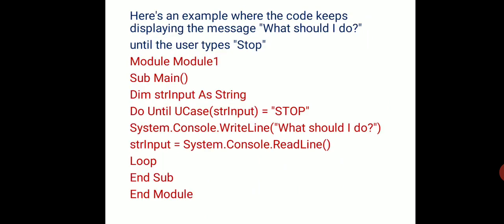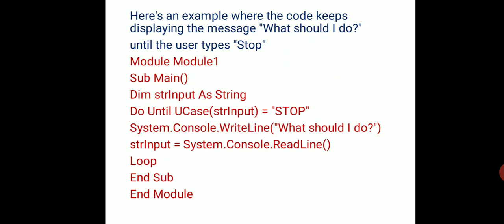So here is one example where the code keeps displaying the message "What should I do?" until the user types stop. Dim strInput As String. The strInput variable is declared here as a string, and Do Until UCase(strInput) = "STOP". System.Console.WriteLine prints "What should I do?", and strInput = System.Console.ReadLine(). Okay, and Loop.